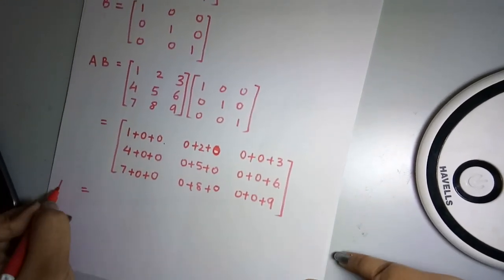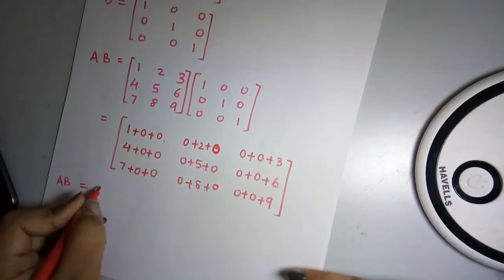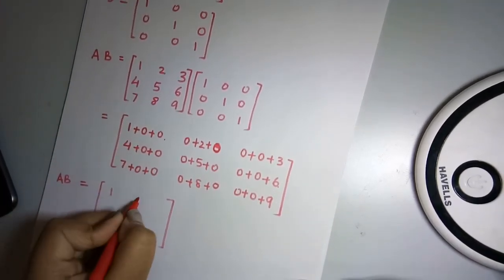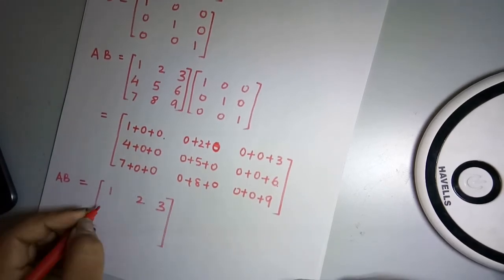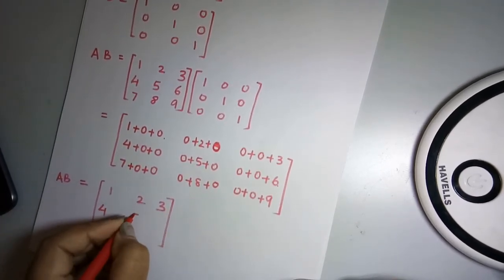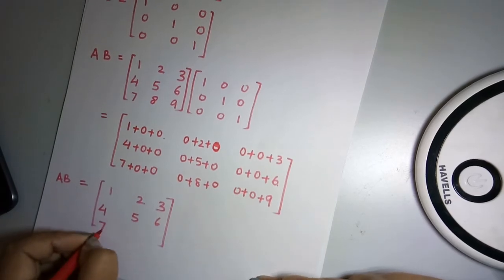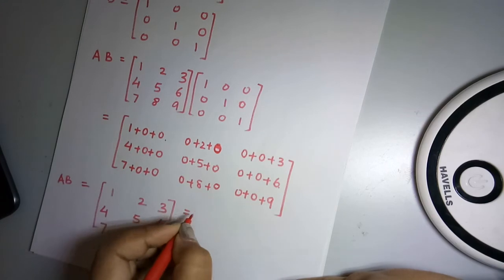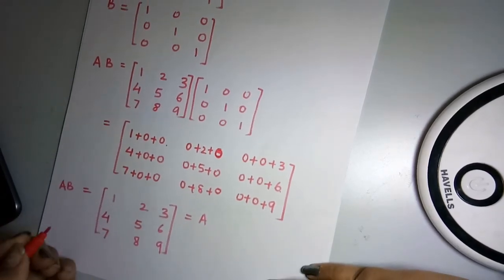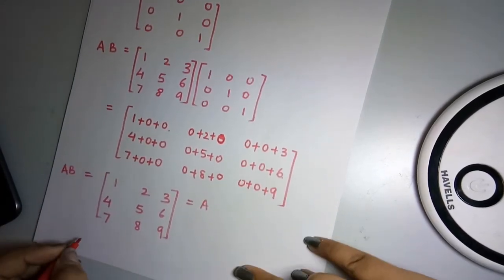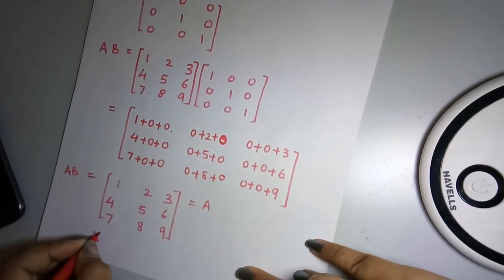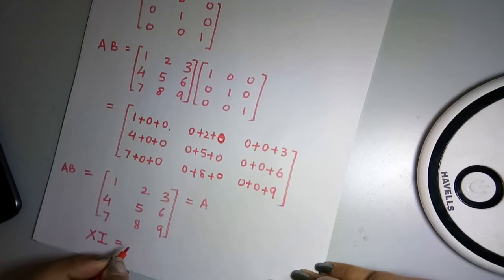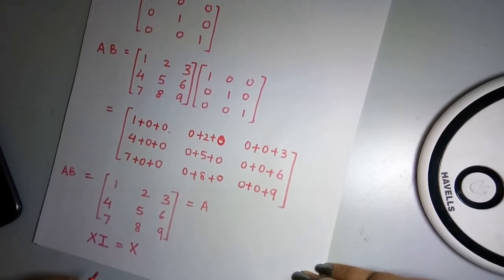so our final result AB matrix will be 1, 2, 3, 4, 5, 6, 7, 8, 9, which is equal to A. This also illustrates a property that if any matrix X is multiplied with the identity, then we obtain X. Thank you, friends.